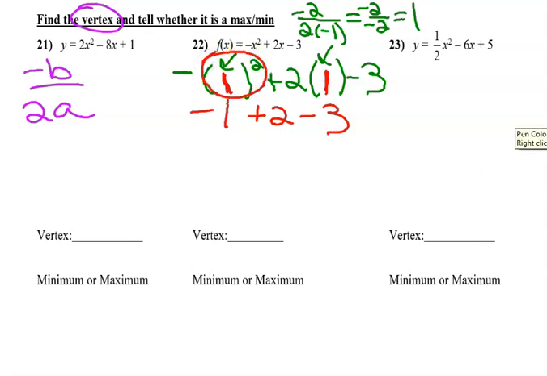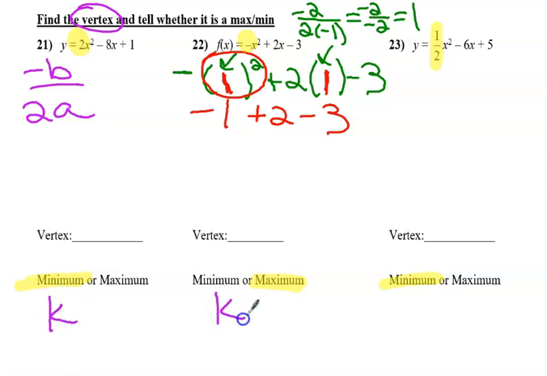All right, how on earth do we find out if it's minimum or maximum? So we look at the a value of each one. This a value is positive, so that means you're going to have a minimum. This number is negative, that means you're going to have a maximum. And this number is positive, you're also going to have a minimum.